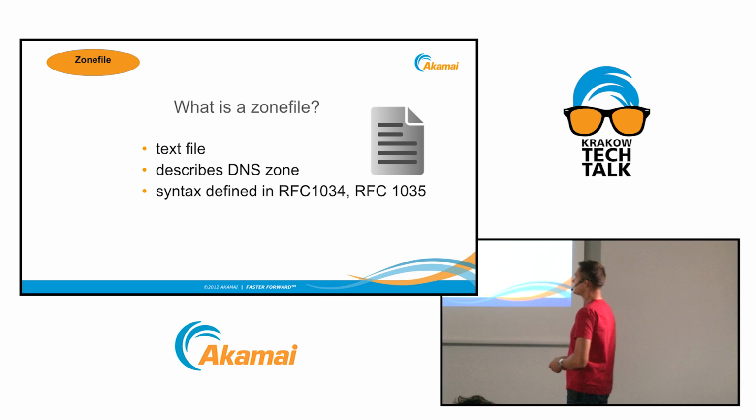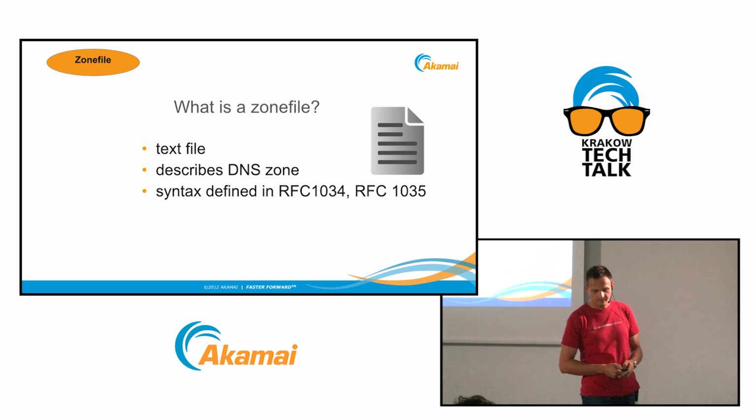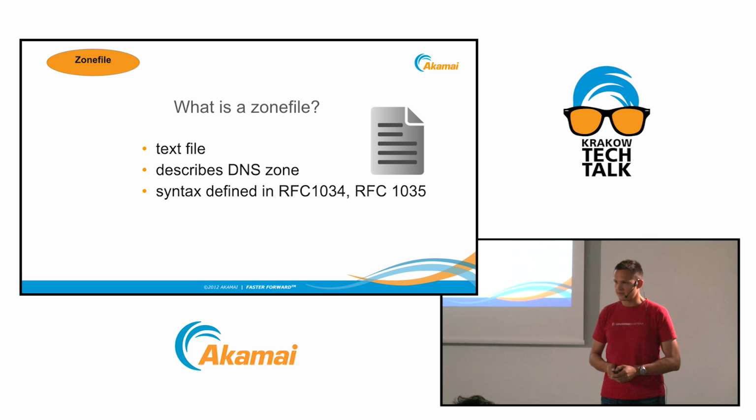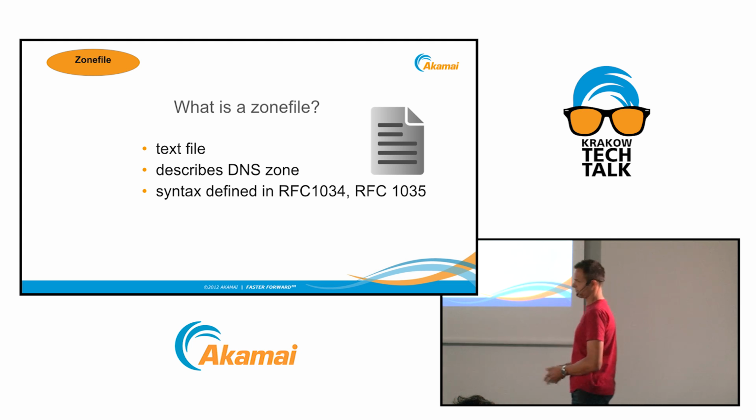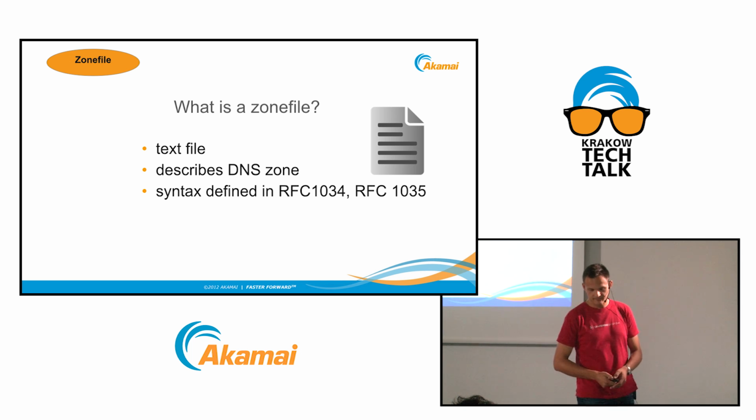So what types do we have? What is a zone file? What server types do we have? A zone file, so something that describes a zone, is a text file. It's not encoded. It's not encrypted. It's just a plain text file that you can read. It describes a DNS zone, pretty obvious. Syntax is defined in RFC.